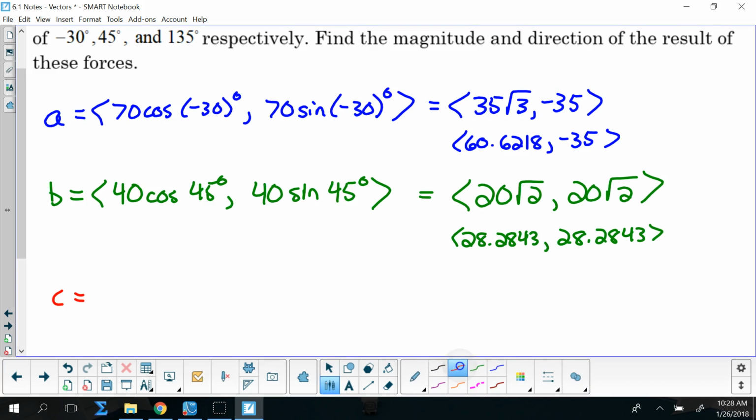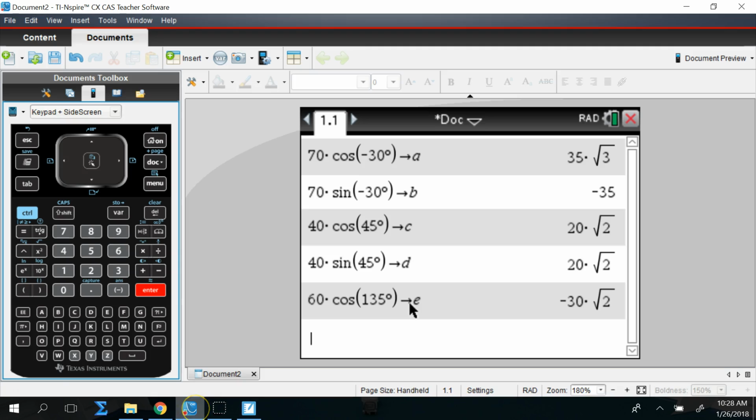Now part C, I'll show you how I do it on the calculator. So this is going to be 60 cosine of 135 degrees and 60 times the sine of 135 degrees. When I go to the calculator, I did the cosine one already. So I type in 60 times the cosine of 135 degrees, and then I store it on my calculator as a letter.